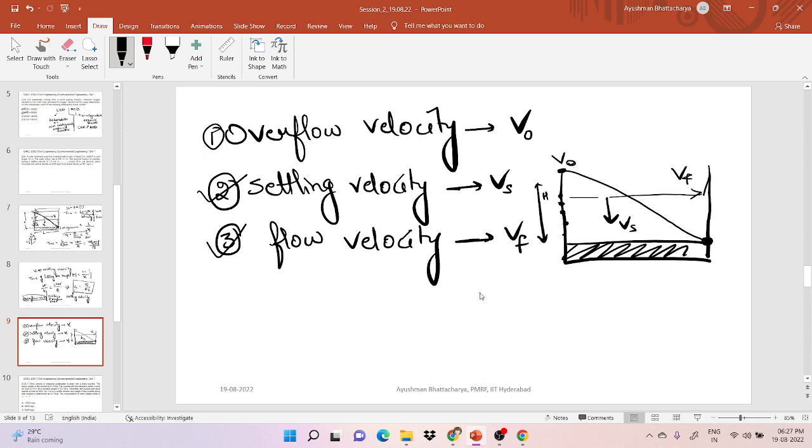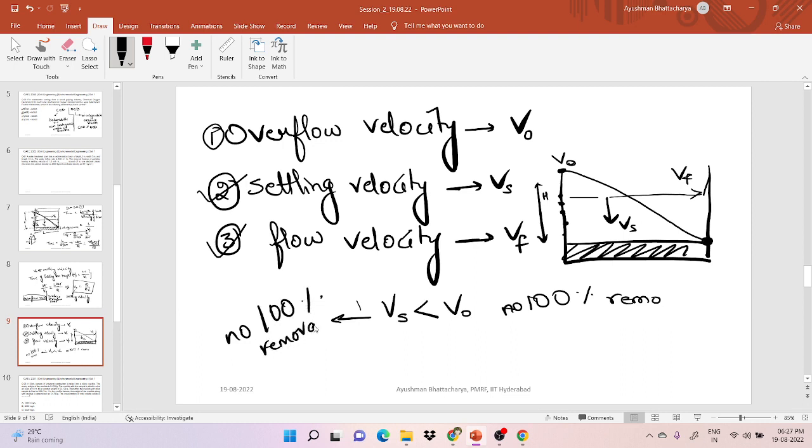So the thing is, any particle having settling velocity less than the overflow velocity cannot be removed 100%. There won't be any 100% removal. However, if particles have settling velocity greater than the overflow velocity, this shows 100% removal. The particle will be completely removed.